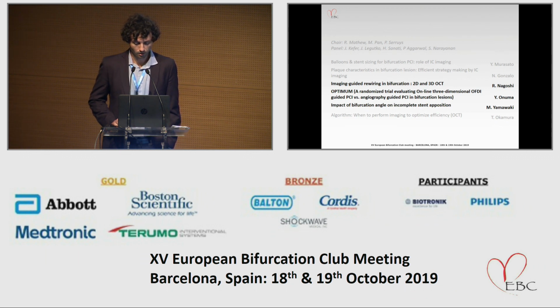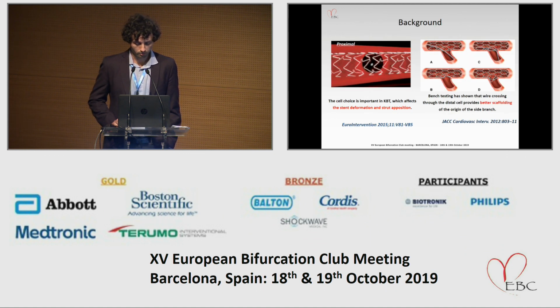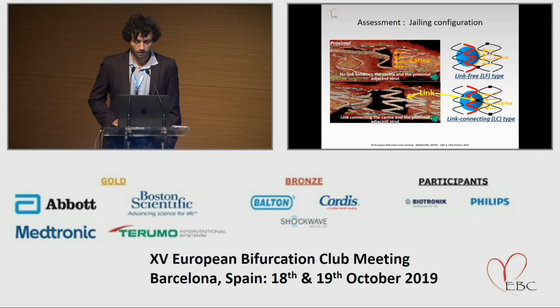and that is OCT-guided rewiring in crossover stenting. The background for their research was that we can see some overhanging struts over the side branch after crossover stenting, and by choosing the right cell, we can avoid stent deformation and malapposition, and also ensure good scaffolding of the side branch. OCT can help us assess the jailing configuration at the side branch ostium, and we have 2 possible configurations, link-free and link-connecting type, which is unfavorable for the procedure.